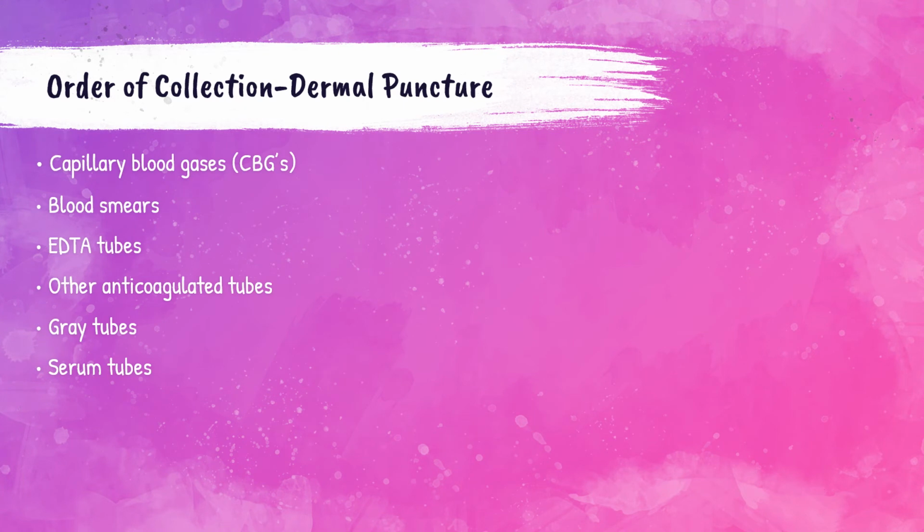To avoid air bubbles in capillary tubes, if they're used, the phlebotomist should hold the tube horizontal and just slightly down at the end away from the collection site. The order of draw is not the same for dermal punctures as it is for venipuncture draws. The capillary blood gases are collected first, then blood smears, then EDTA tubes, so these are either pink or purple, other anticoagulants, gray tubes, and then serum tubes such as red or gold tops. Phlebotomists will need to know both orders of draw by memory, both the dermal puncture order of draw and the venipuncture order of draw.